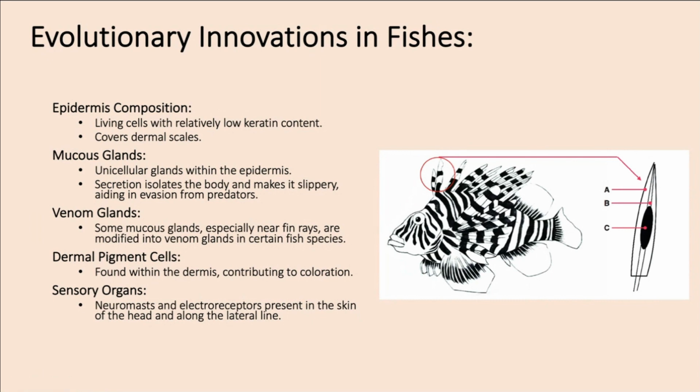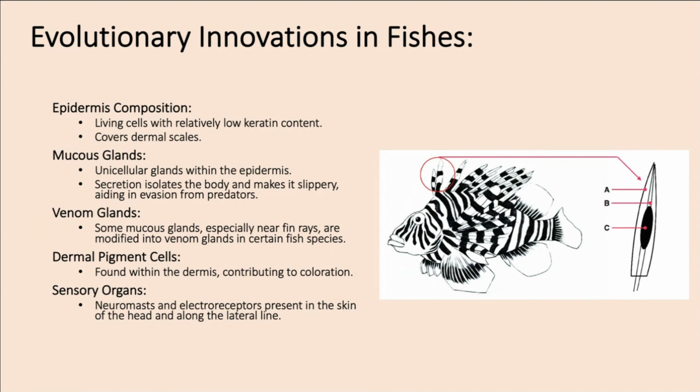protect themselves. Then the fishes have got pigment cells within their dermal layer. Again, a lot of the things are inside of their dermal layer. The epidermal layer, all it's got would be the living cells that have got the keratin in it to provide a little bit of strength.